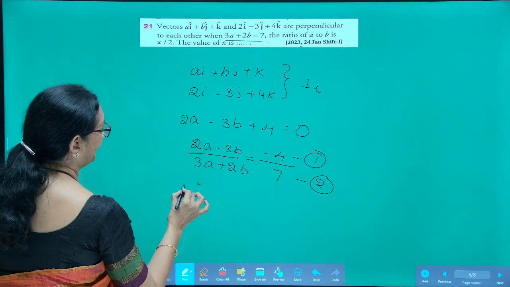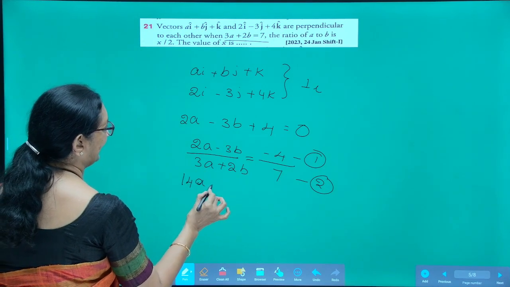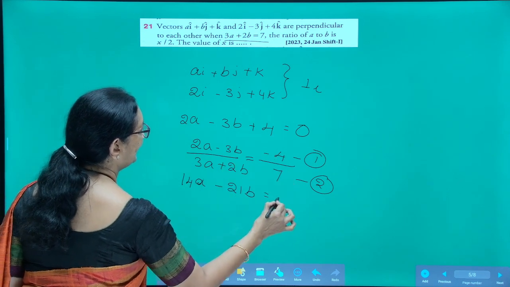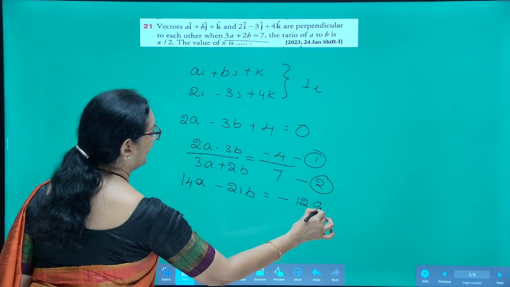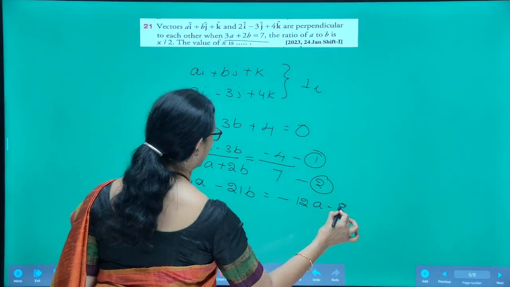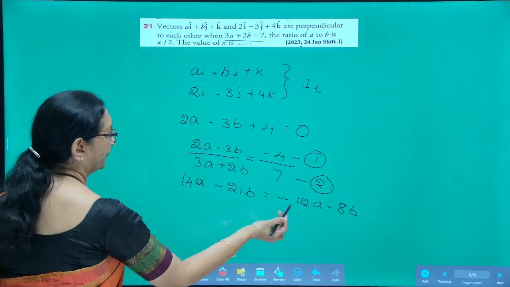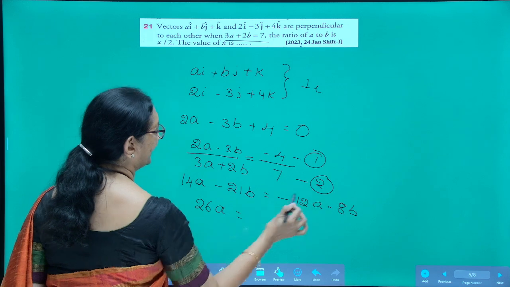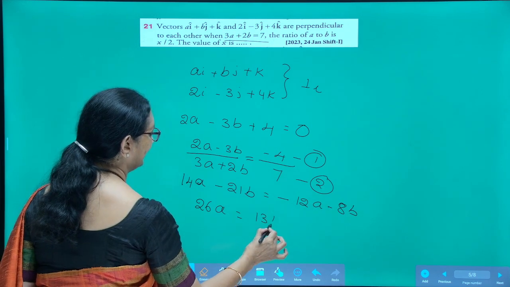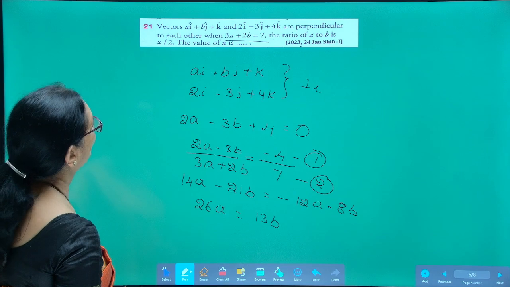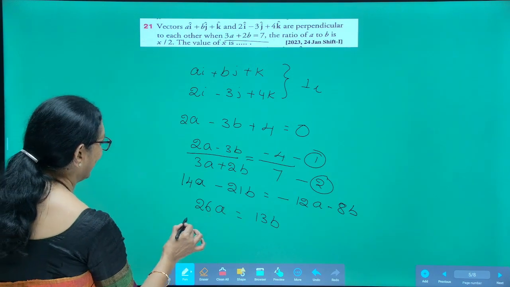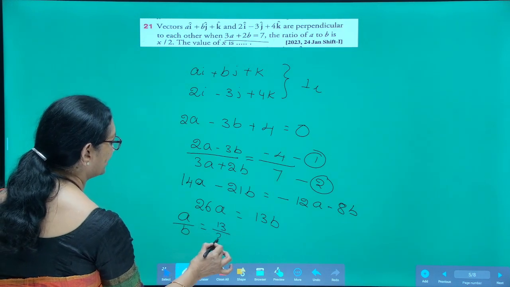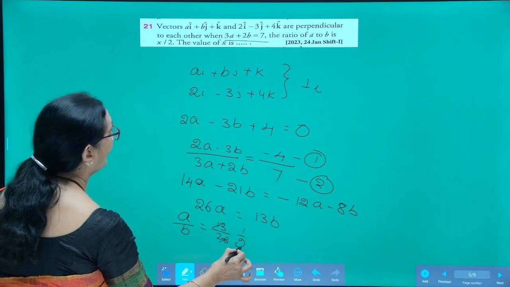Applying cross multiplication, 14a minus 21b is equal to minus 12a minus 8b. So 14 plus 12, 26a is equal to 21 minus 8, 13b. So you are supposed to find the ratio of a and b. a by b is equal to 13 by 26, that is 1 by 2.